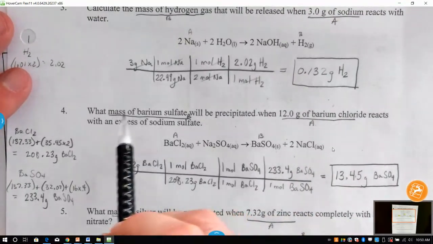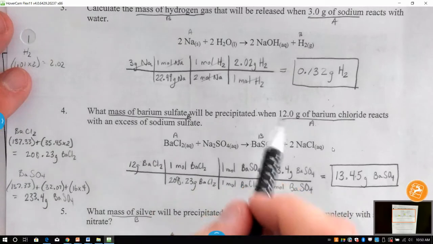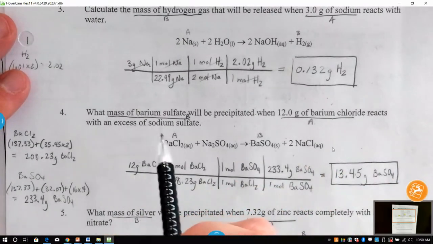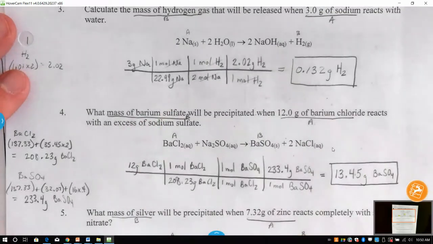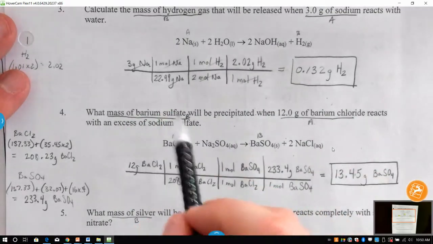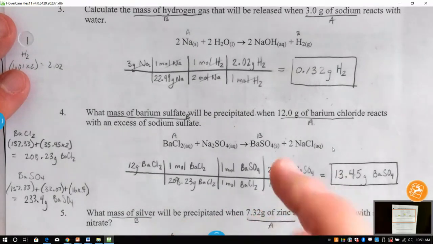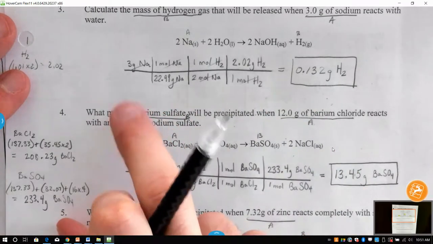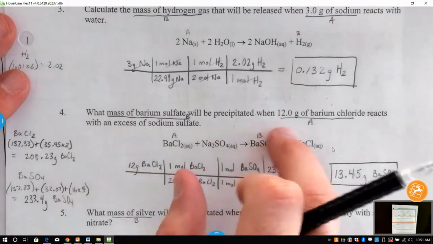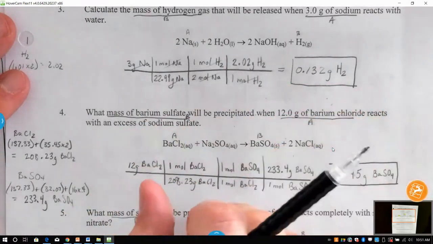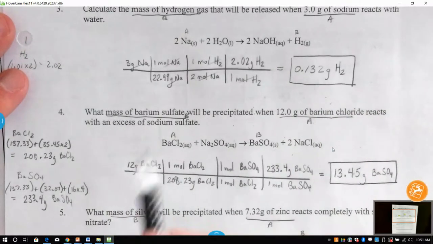Mass of barium sulfate, what is that? That's what we're looking for. What are we given? 12 grams of barium chloride. But it reacts with an excess of sodium sulfate. That doesn't mean anything right now. That's basically just saying we are going to have plenty of this left over, but we only have 12 grams of this. So how much of this can we make? If we have only 12 grams of this and, let's just say, an infinite amount of the other, well, let's figure it out.